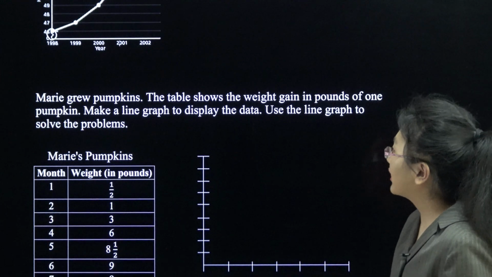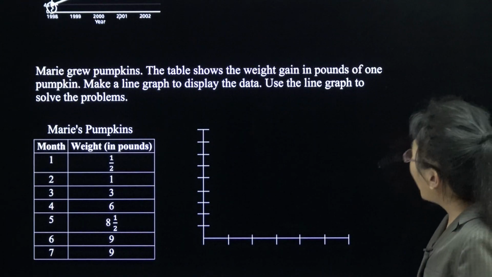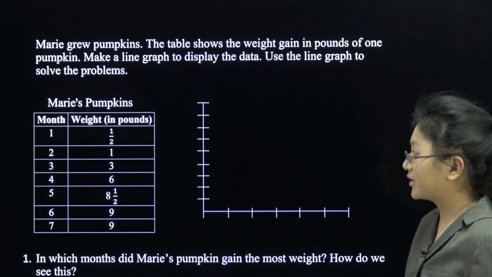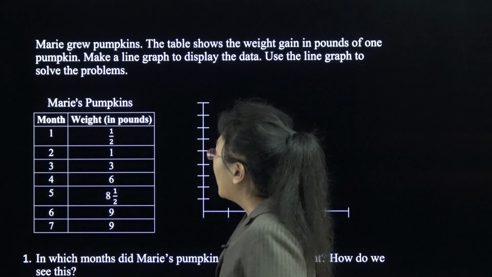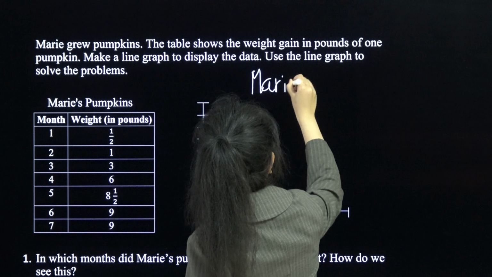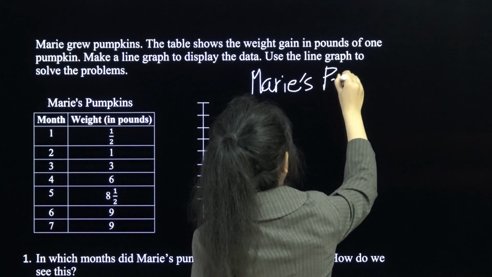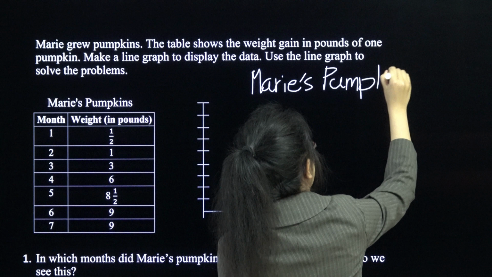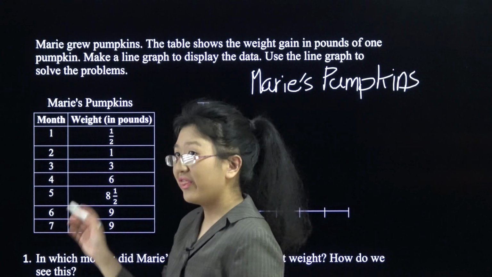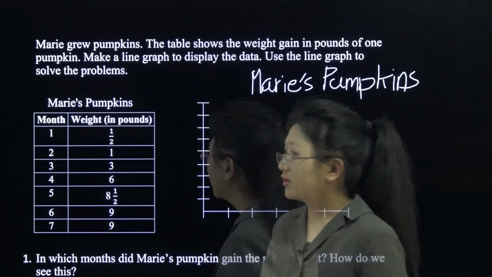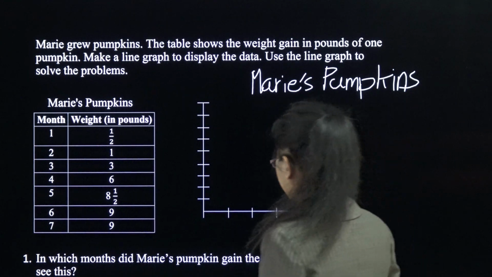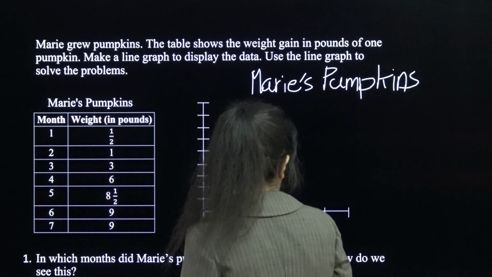Marie grew pumpkins. The table shows the weight gain in pounds of one pumpkin. Make a line graph to display the data. Use the line graph to solve the problems. So we have Marie's pumpkins. That's the title. Try to center it, but the writing's a little big on here, so. Month and weight. So the months are the time intervals, which means that they go on the horizontal axis. Now 1, 2, 3, 4, 5, 6, 7.